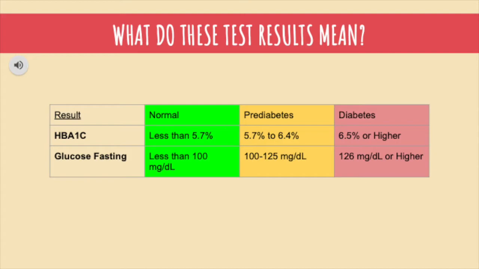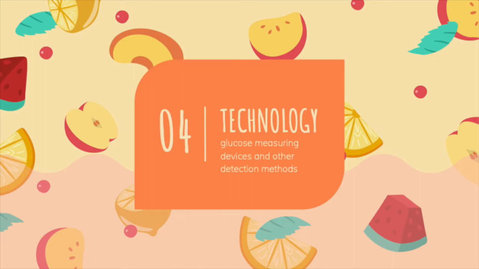So again, it's good to have an understanding of the ranges and where the normal range lies, and that's where we want to get to, right? So yeah, it's good to just have an idea of that. So in this section, we'll be talking a little bit about the technology related to diabetes, specifically talking about glucose measuring devices.